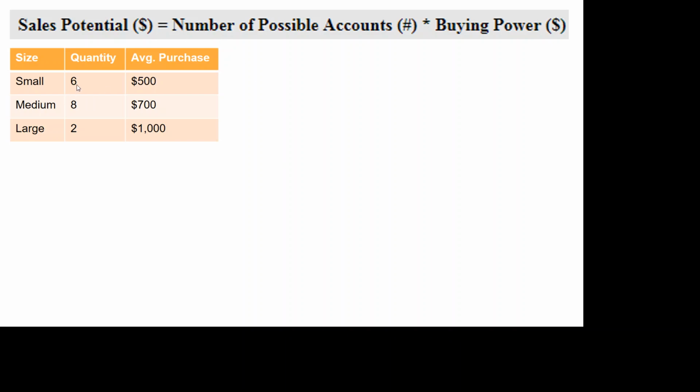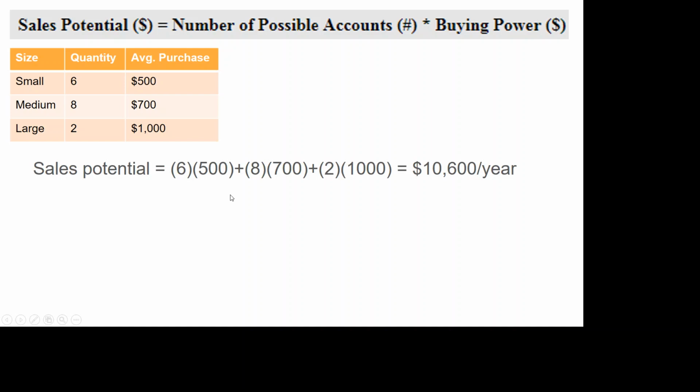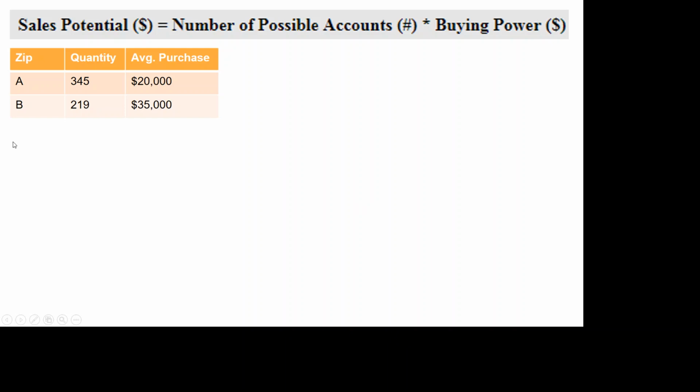So you just take the number of possible accounts, in this situation 16, and multiply by the buying power. Here's how it works out. Because we have three different groups of accounts, you basically just do multiplication three times and add them all together. So small, 6 times 500, medium, 8 times 700, large, 2 times 1,000. That gives us a total overall sales potential in dollars of $10,600. If you are a salesperson and you see those numbers, you're like, okay, that looks pretty good. I'm going to spend some time on that.